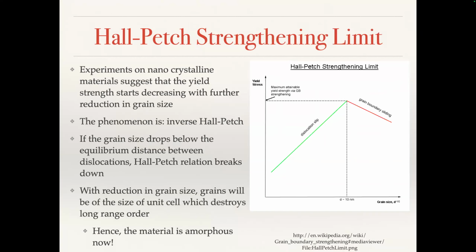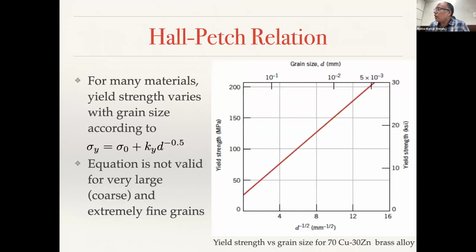All right. So now the question is, you told me that this is a Hall-Petch relation, very nice. If I reduce the grain size, I can increase the yield strength. So if I make the grain size 0, then my yield strength is going to be infinity, isn't it? But that does not make sense, right? What do you mean by grain size 0? That means there is no material, isn't it? So that means this Hall-Petch relation should not be working everywhere. It only works in a certain region. So the equation is not valid for very large and extremely fine grains.